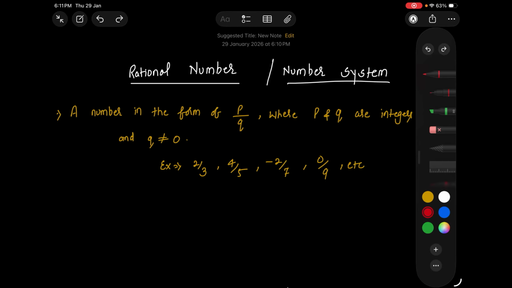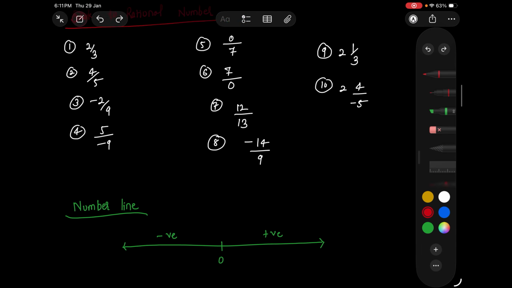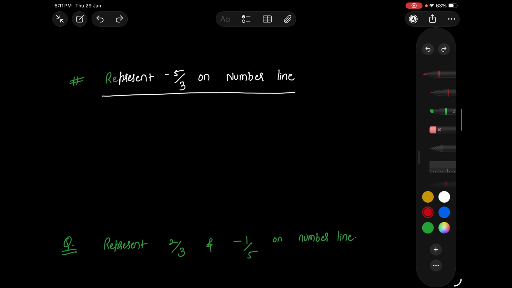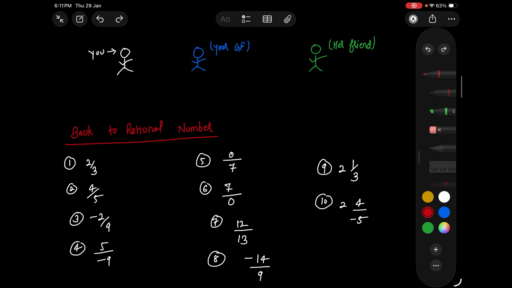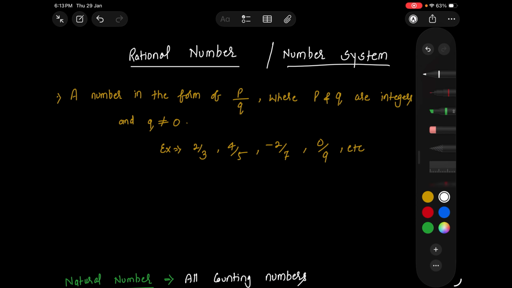So hello guys, this is our first class of rational numbers or the number system. By the end of this class, we will be able to solve this type of problems, like finding a rational number or representing a rational number. So basically this is our first lecture. We will start learning from what is a rational number.